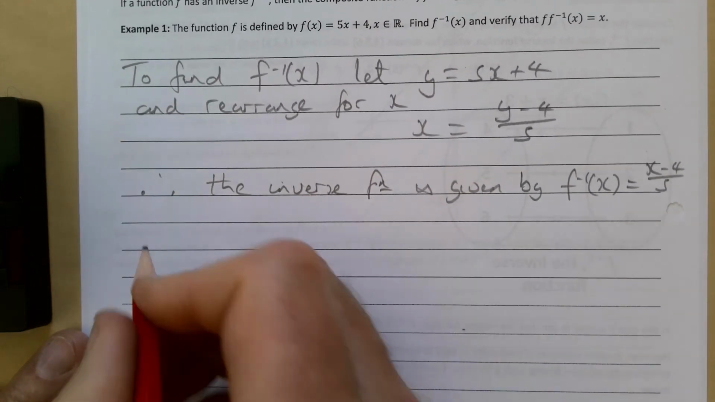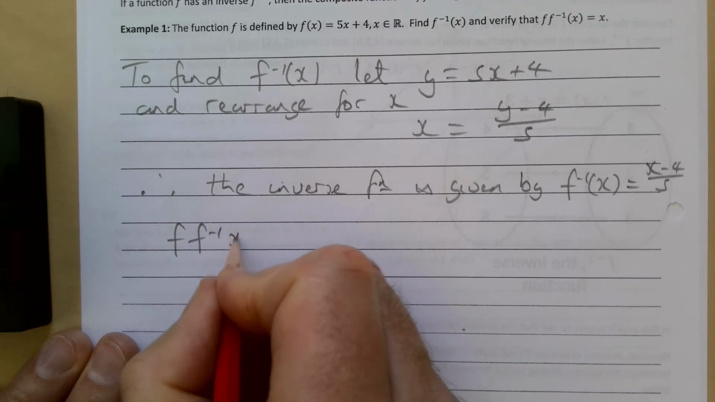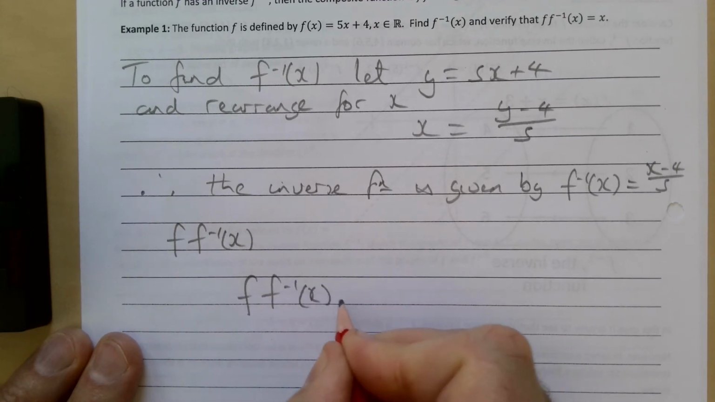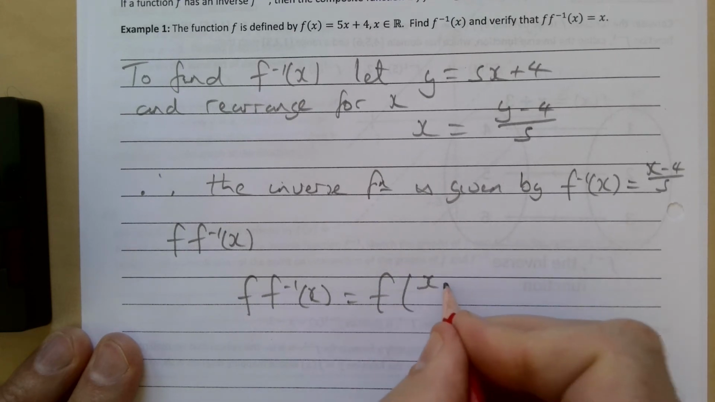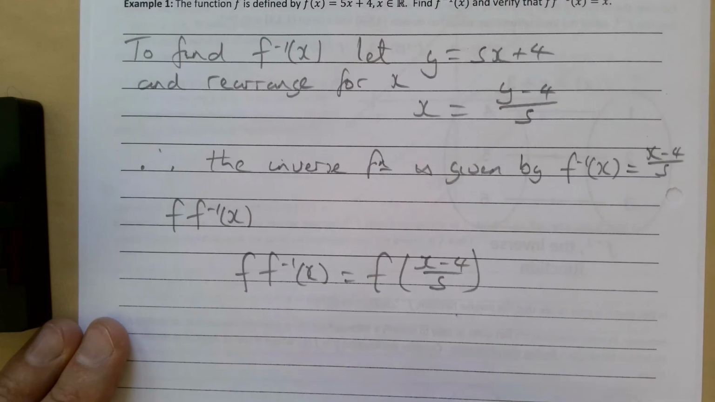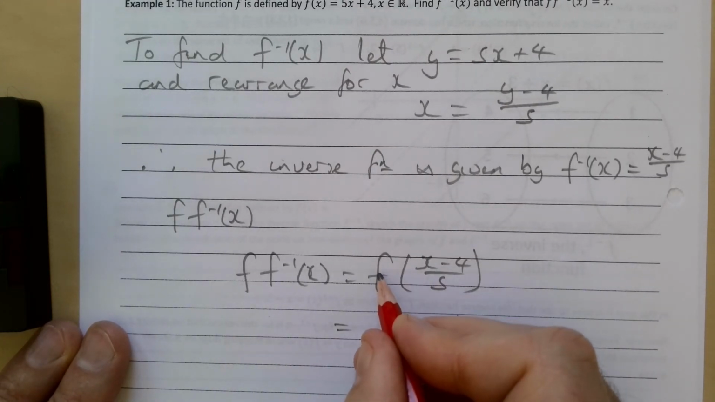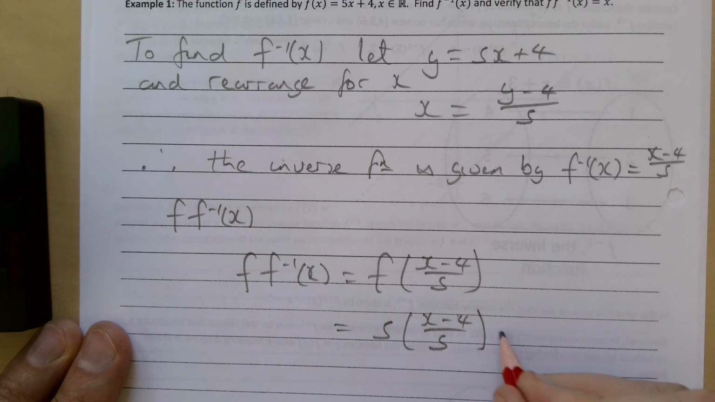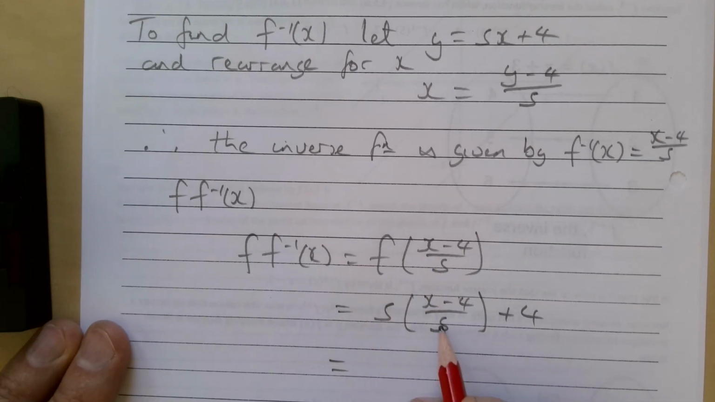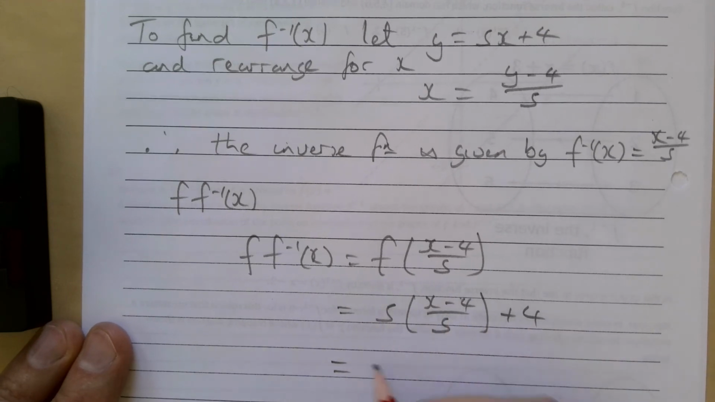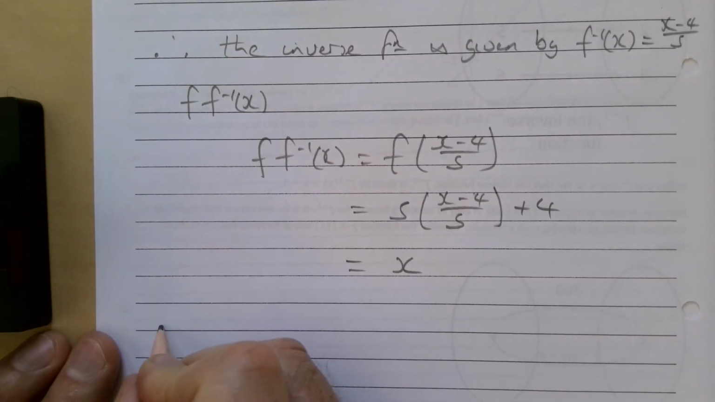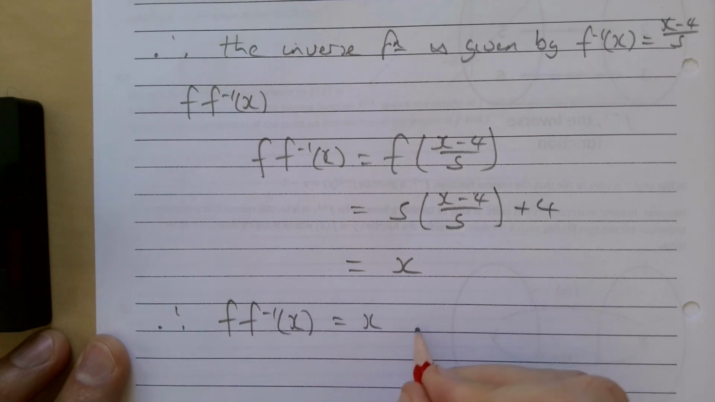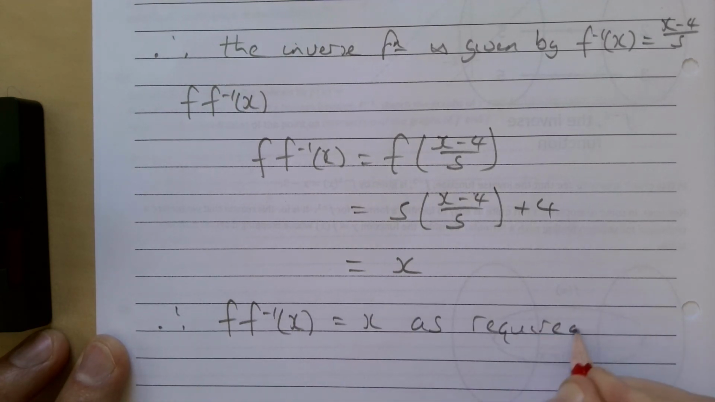Let's take a wee look then at our composite function. That's what this asked us to do. So it's f upon f to the minus 1 of x, which is equal to f upon x minus 4 all over 5. So we exchange our x in our f function for this. So 5 upon x minus 4 all over 5, plus 4. 5 multiplied by this gets rid of the 5 here, so we're just left with x minus 4. x minus 4 plus 4, of course, then just gives us x. Therefore, f upon f to the minus 1 of x equals x as required.